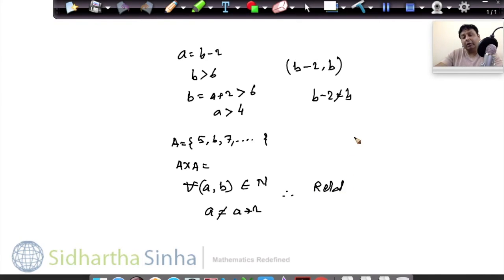Getting me? Like we cannot have points, no? If I take a point 5, then if I write 5 here, I have to write 7 here. 6, 8. So it's an increment of 2 here, so you cannot have any element which is in the form of 5 comma 5 or something. Okay. That's why this relation is not reflexive.